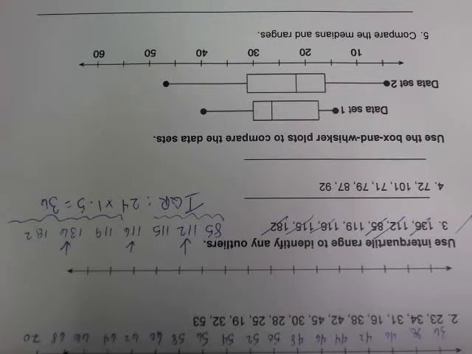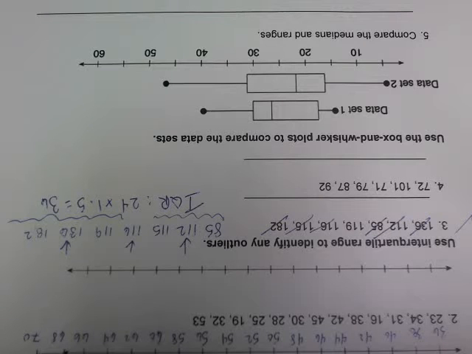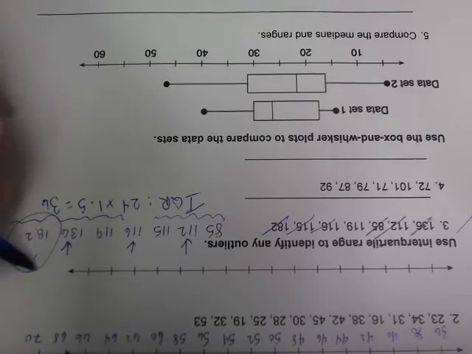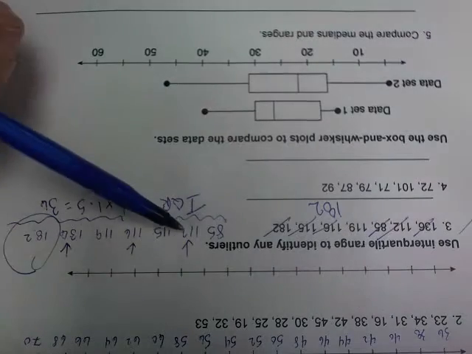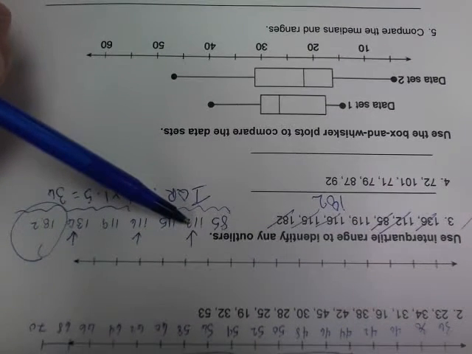So anything that's more than 36 jumps away from the box is outside of the acceptable range and would then be an outlier. So on the big end, the box ends at 136. Well, if I add 36 to that, 136 and 36 makes 172. So anything that's bigger than 172 is outside of the acceptable range mathematically. So 182 is indeed too big. It's an outlier.